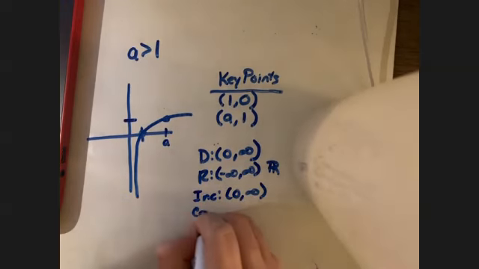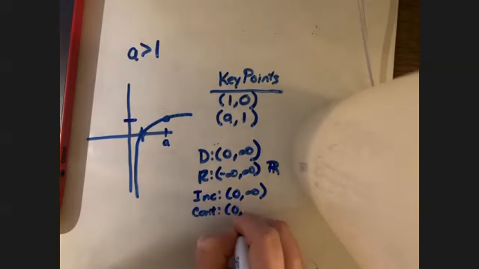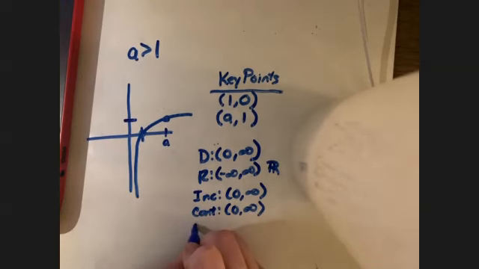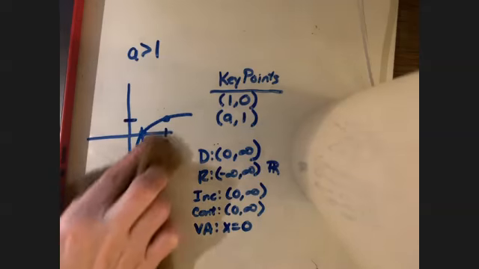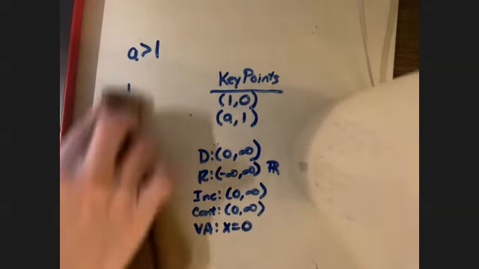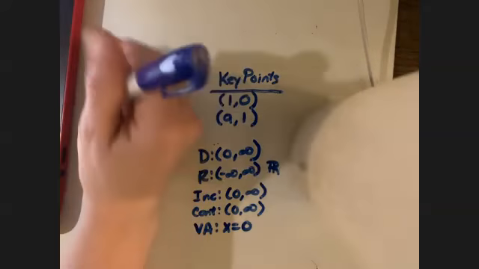It is continuous on its entire domain. We have a vertical asymptote at x equals 0. So these are kind of our key factors for this one. Now, dealing with the other one, very, very similar to how we saw this in the exponential.